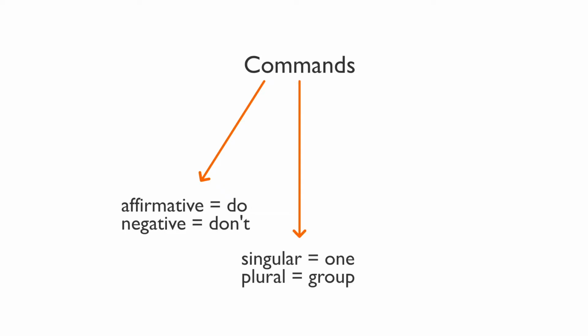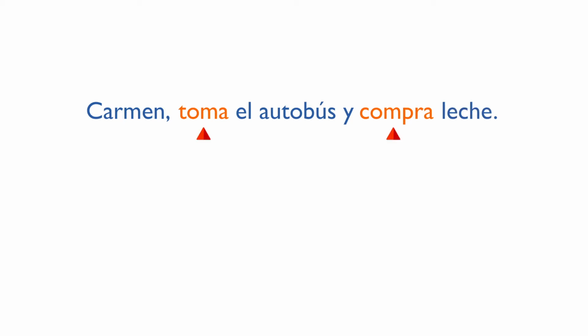But unlike English, Spanish has two forms of the word you, informal and formal. So to ask a friend or family member for help, you'd use the verb form that is affirmative, singular, and informal. For example, if Carmen's mom tells her to take the bus and buy milk, she would say, Carmen, toma el autobús y compra leche. Note that these are regular verbs and the situation is informal.